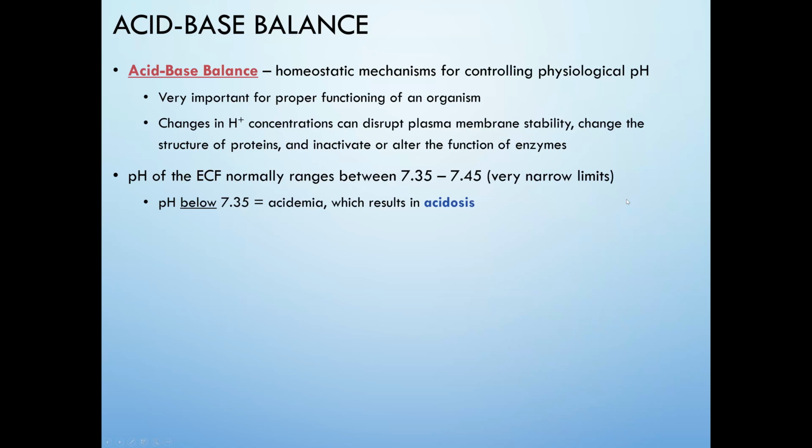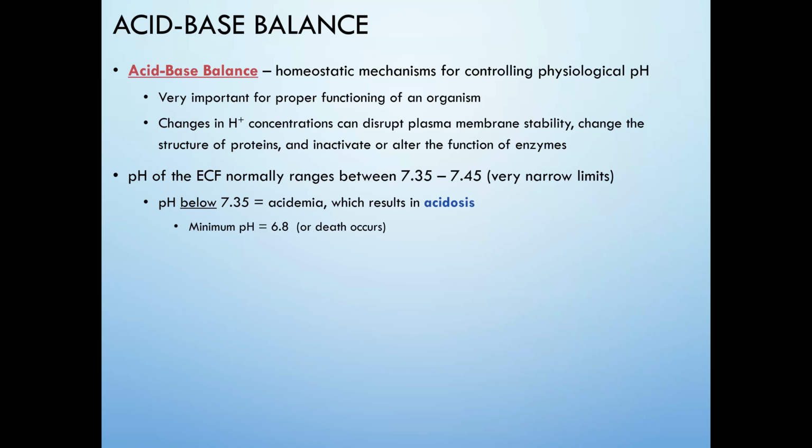If the pH falls below 7.35, that is called acidemia, and that results in the condition called acidosis. The minimum pH that you can survive is 6.8; if pH falls below that, death will occur. If pH rises above 7.45, that is called alkalemia, which results in the condition called alkalosis, and the maximum pH that we can withstand is 7.7. If you get higher than that, death occurs.